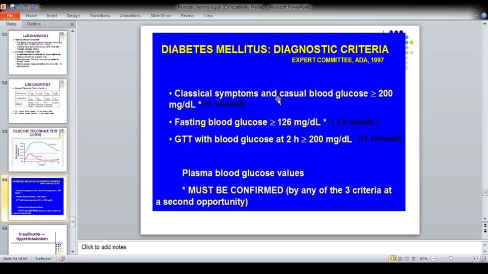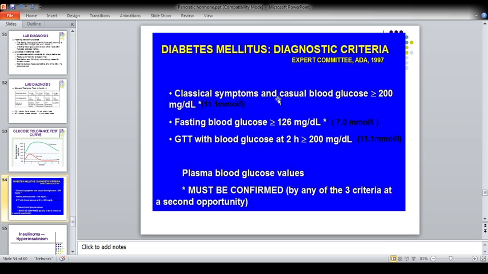If the fasting blood glucose level is more than 126 milligram per deciliter, we may say the patient is diabetic. If oral glucose tolerance test with blood glucose after 2 hours is more than 200, or we say more than 180, we'd say the patient has diabetes. So these are the three criteria on which we judge the diabetic patients.